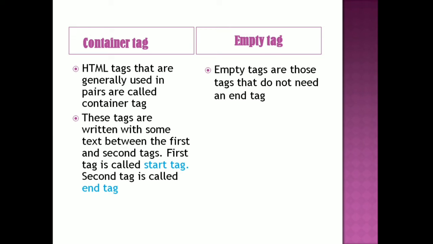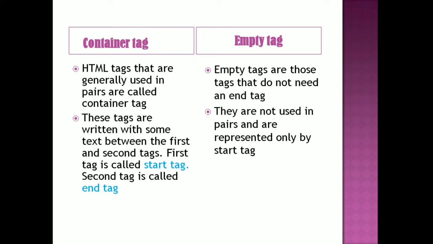And the second type of tag is called empty tag. Empty tags are those tags which do not need the end tag. So in the case of an empty tag, it has only an opening tag, no closing tag. So we can simply say that a container tag has content between the opening tag and closing tag, and an empty tag does not have any content, it has only an opening tag. So these are the two types of tags, container tag and empty tag.